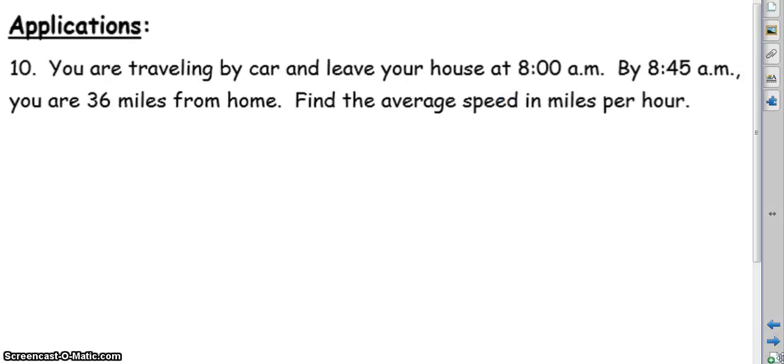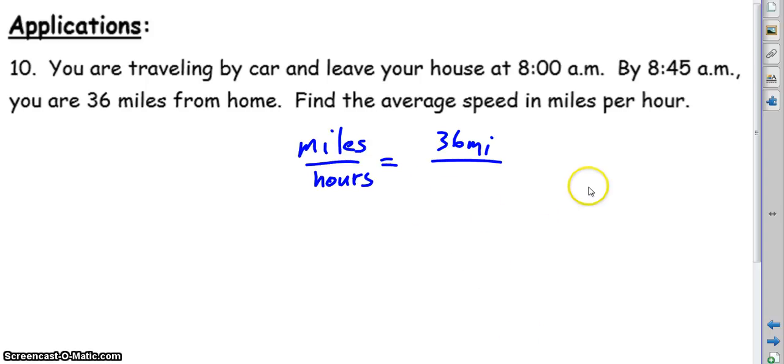And our last one here is you're traveling by car and you leave your house at 8 a.m. By 8:45 a.m., you are 36 miles from your home. Find the average speed in miles per hour. So we want miles on top and hours on the bottom. So we know you've traveled 36 miles. We don't even have to do any computation for that, which is nice. But you've traveled for 45 minutes because you went from 8 to 8:45.